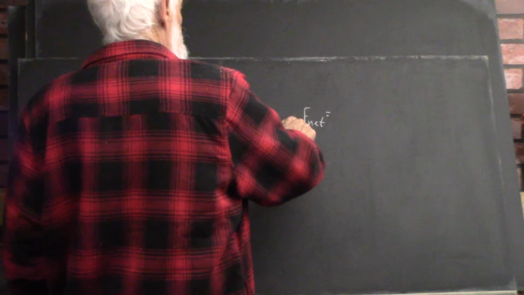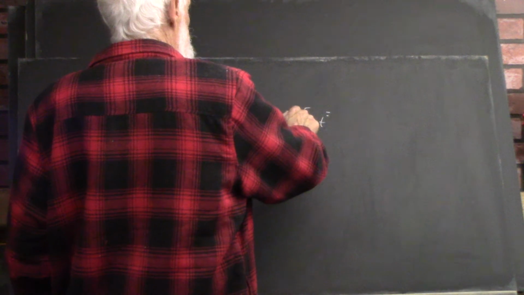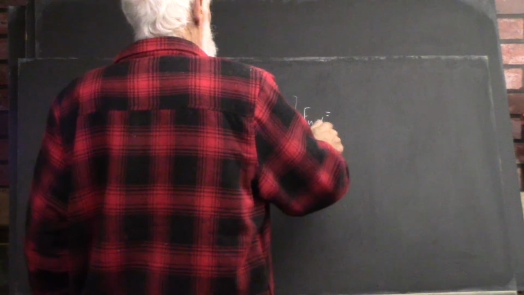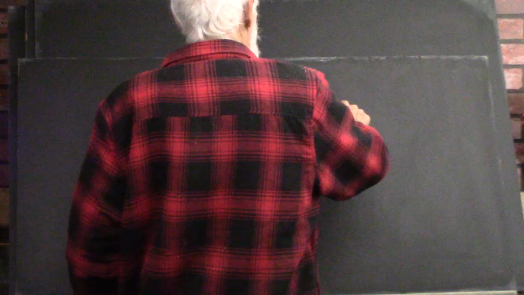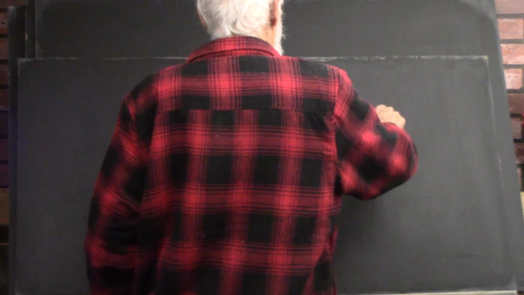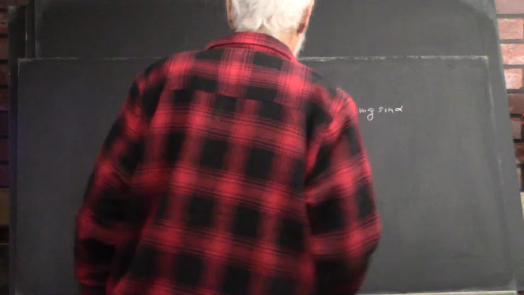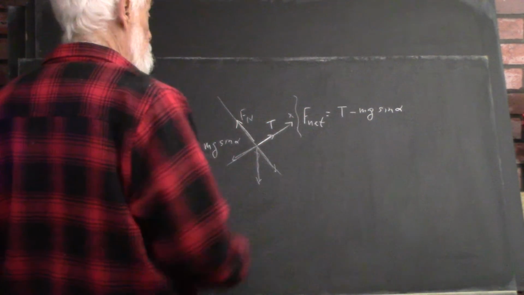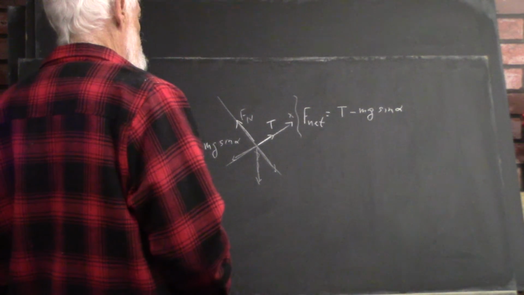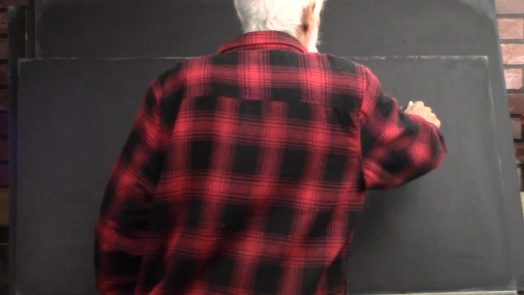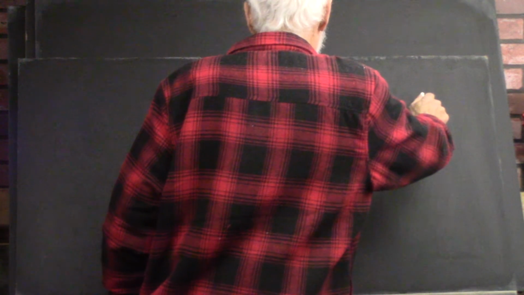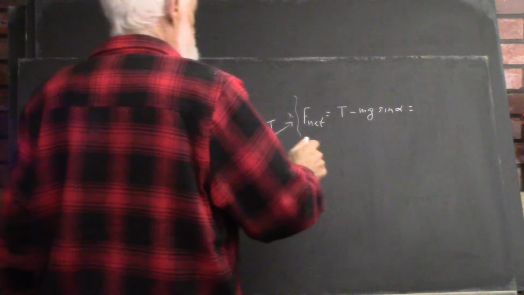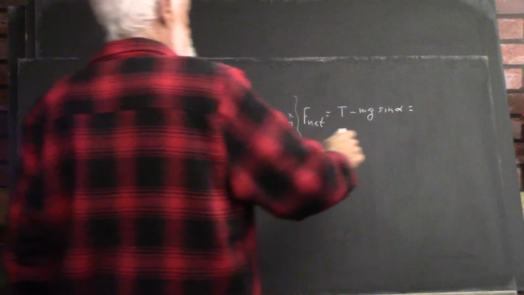Might be a little confusing, but I'm going to take this to be the positive x direction. So the net force is going to be tension minus mg sine alpha. Might not have been a good idea to do that. And that equals m1, mass 1, times its acceleration.